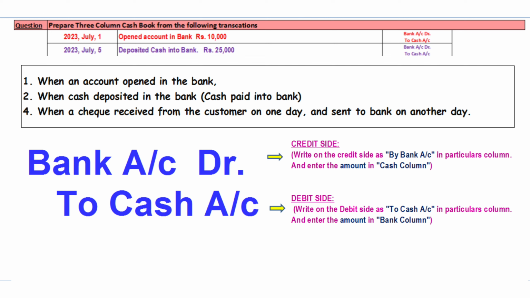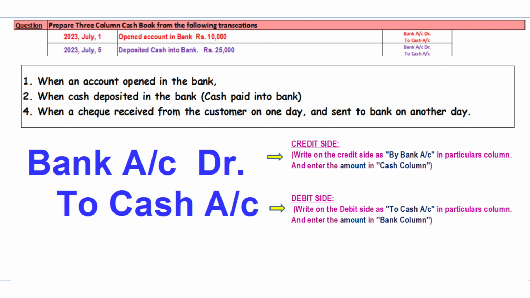In this journal entry, this is a single transaction, and this single transaction entry affected bank account and cash account. So if a transaction affects bank account and cash account, then it is a contra entry. This transaction should be recorded on the two sides of the 3-column cash book. So if you observe the journal entry, bank account debit to cash account.